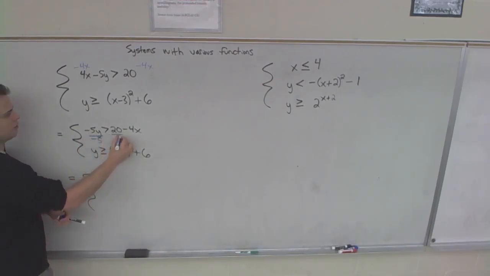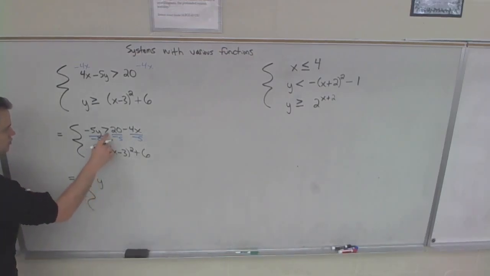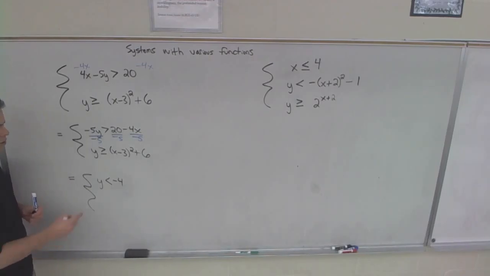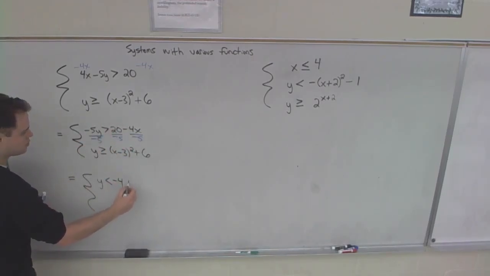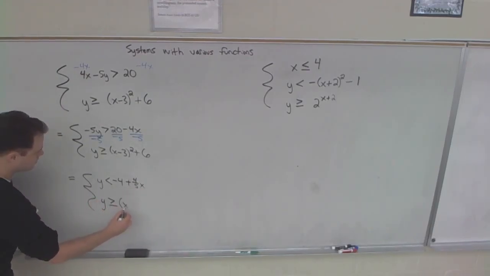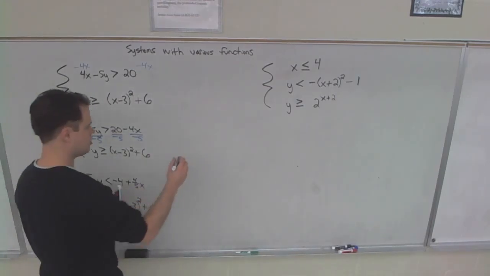Divide by -5. Do I flip or not on this time? Yes. It was negative, so I switch directions. So this sign needs to flip this way. 20 divided by -5 comes out -4. Negative over negative is positive 4/5. We'll just leave that. And the parabola is done, as I said. All right, I think we're ready to graph this one.